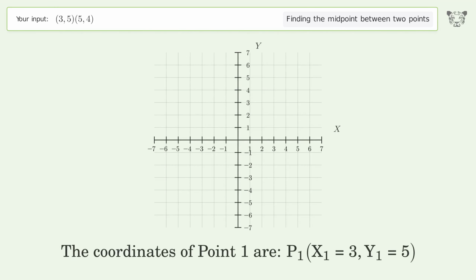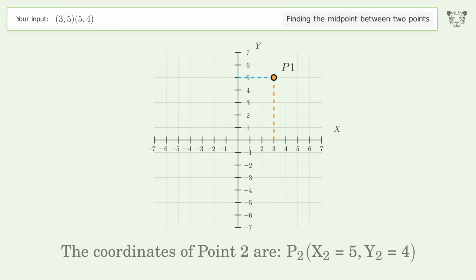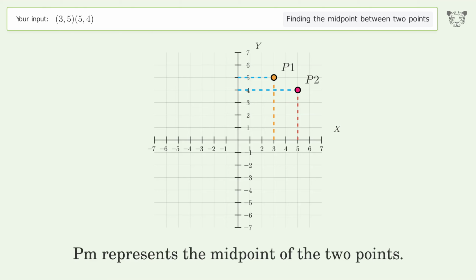The coordinates of point 1 are x1 equals 3, y1 equals 5. The coordinates of point 2 are x2 equals 5, y2 equals 4. PM represents the midpoint of the 2 points.